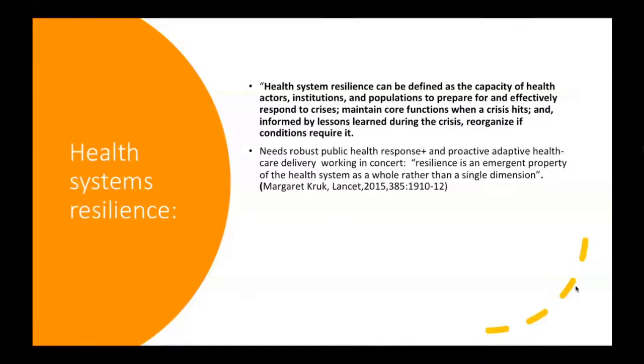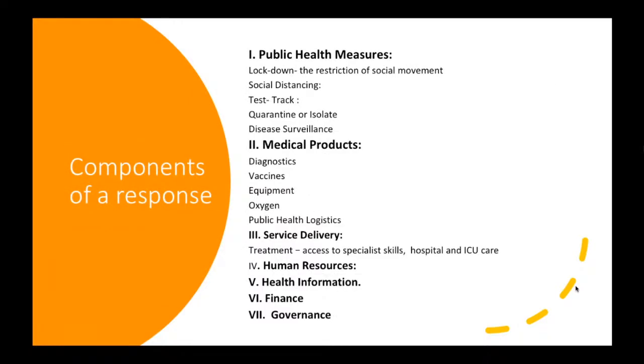So, when we are talking of how a health system performs, how well it performed is a measure of its resilience in a pandemic. I introduce this term because it will keep coming up for you, and therefore it's good to know. Now, when you are talking of the components of India's response, I'm not going to spend equal time on all of it, but give you a broad idea of what it covers. There are public health measures, medical products, service delivery, human resources, health information, finance, and governance. Let us say that human resources, information, finance, and governance are applicable to all domains.